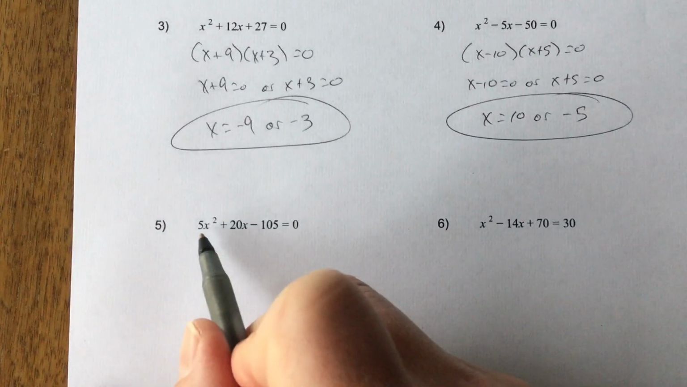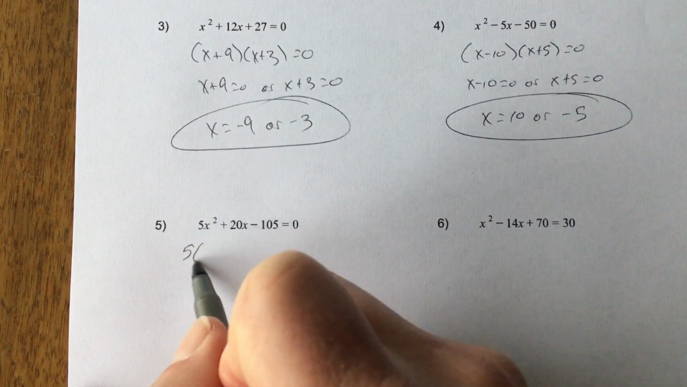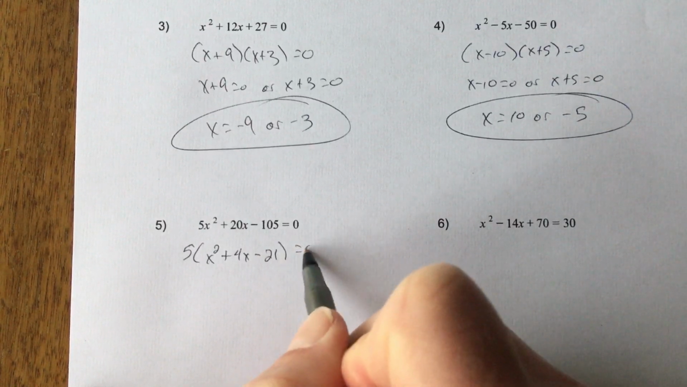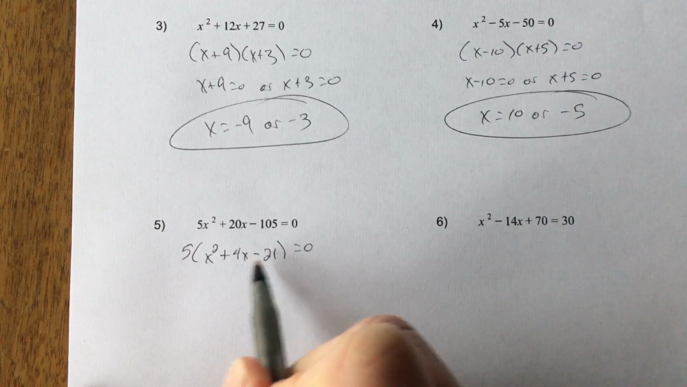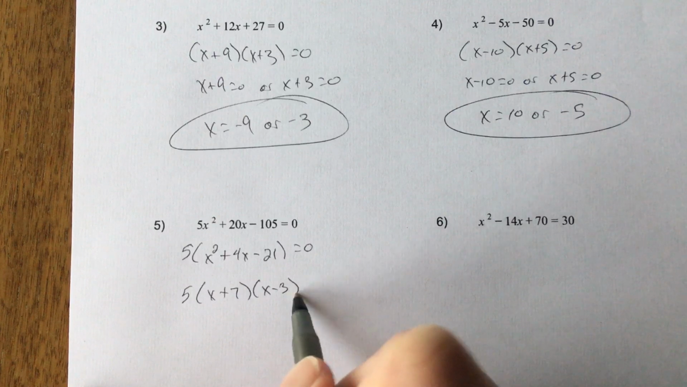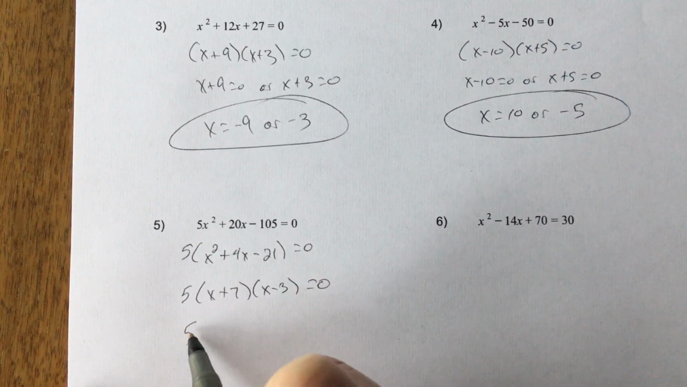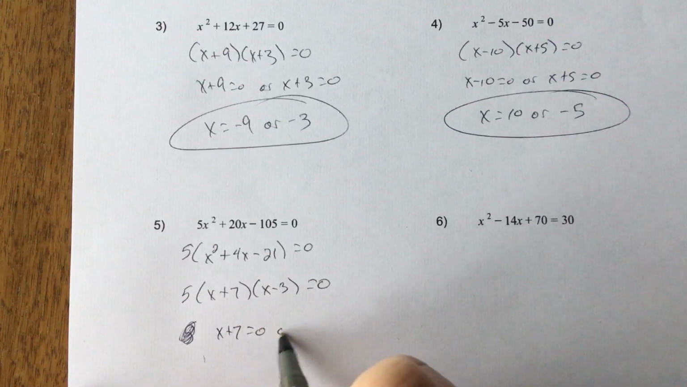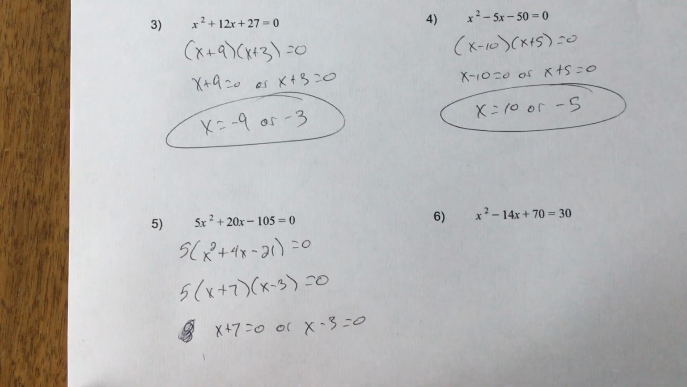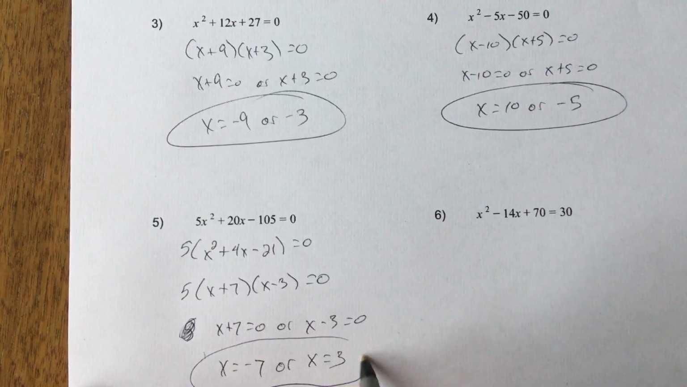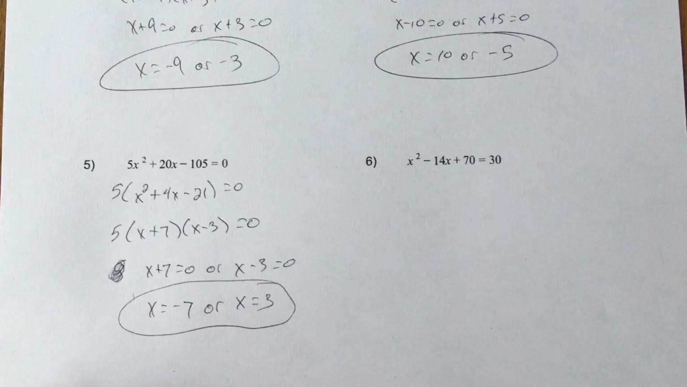On number 5, we need to pull this 5 out of everything. So I'm going to pull 5 out. We're going to have x squared plus 4x minus 21 equal to 0. Now I'm looking for two numbers that multiply to equal negative 21 and add to equal 4. Those numbers are positive 7 and negative 3. So 5 again cannot help us. It's just sitting there. Either the x plus 7 will equal 0 or the x minus 3 will equal 0. So if we subtract here, we'll get x equal to negative 7 and/or x equal to positive 3. All right, so that's our choices there.